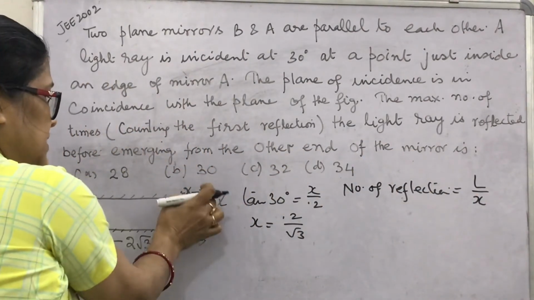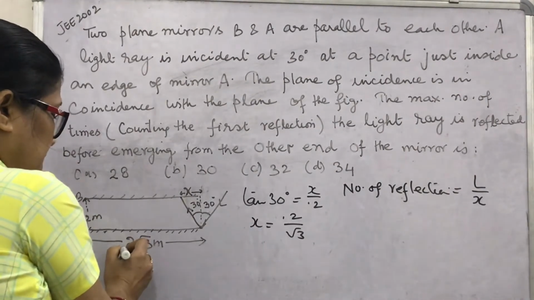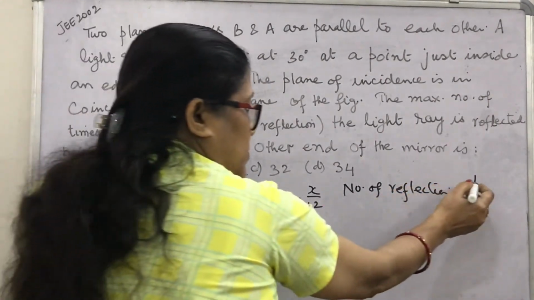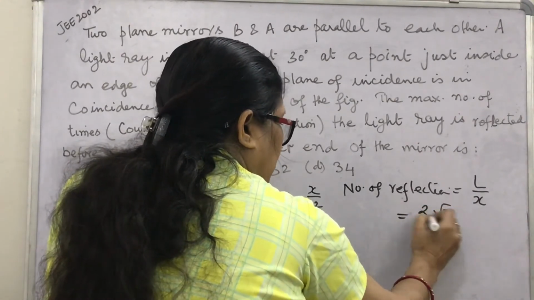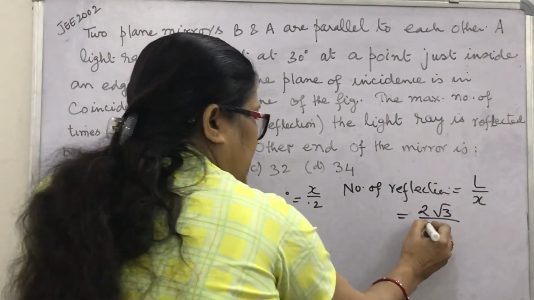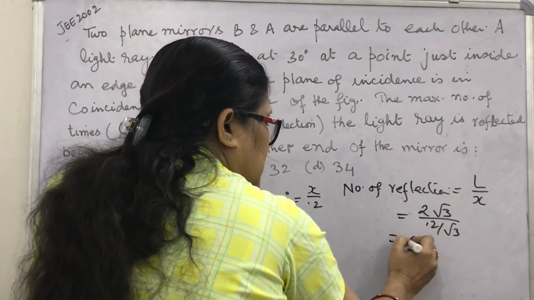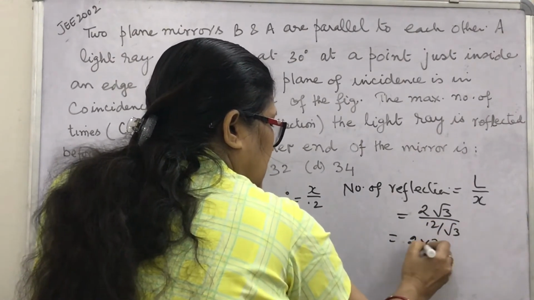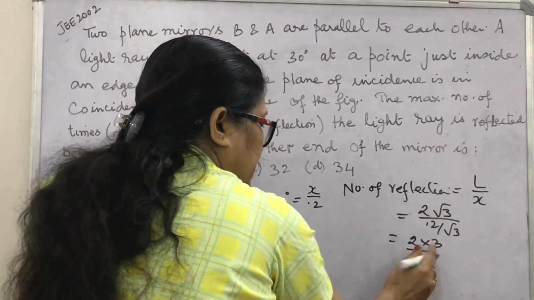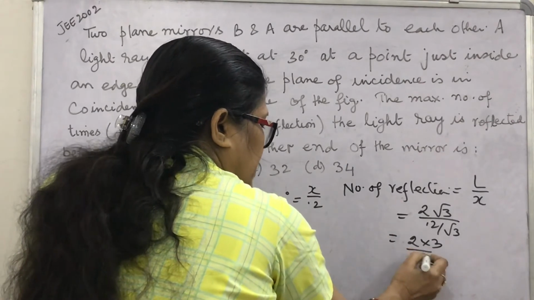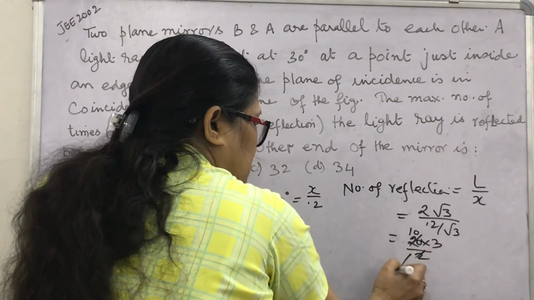In one reflection this is the distance; suppose the total length is L. So you can write L as 2 root 3, upon what is x? 0.2 upon root 3. So what will you get? 2 into 3 upon 0.2. This root 3 will become 3, so this will be 0.2, that is 2 by 10, then 3 into 10.